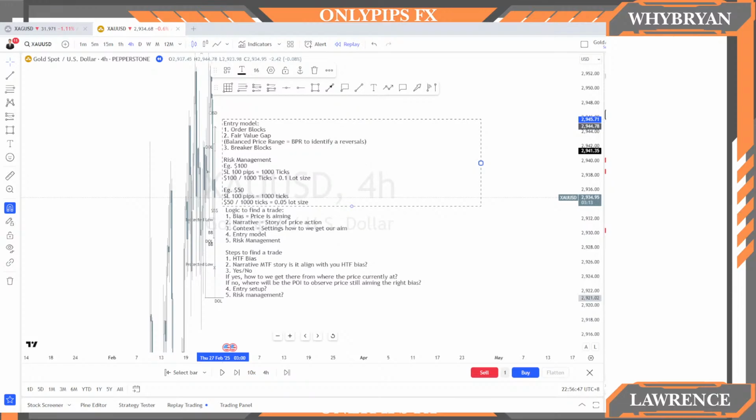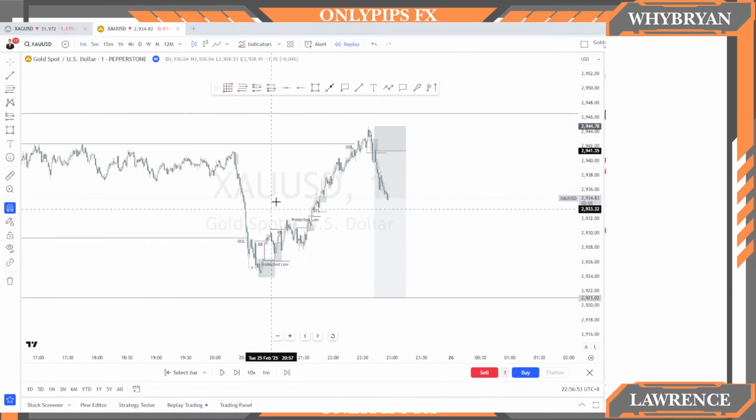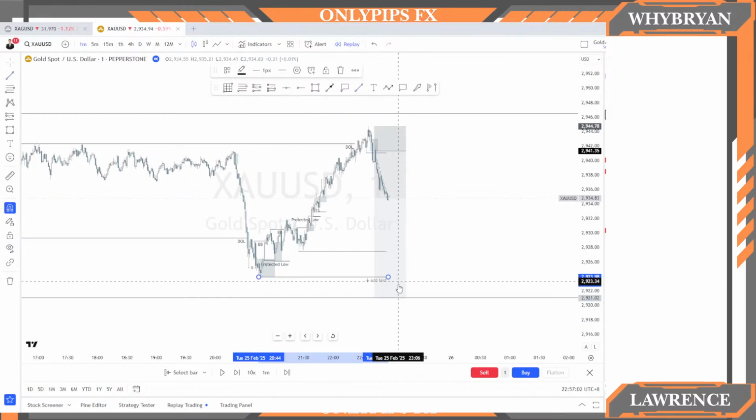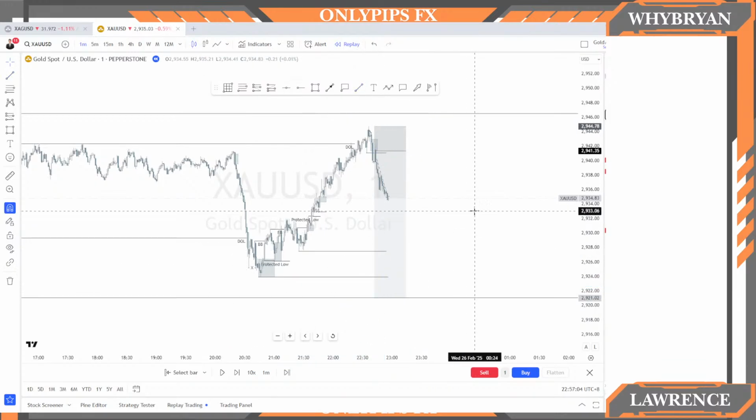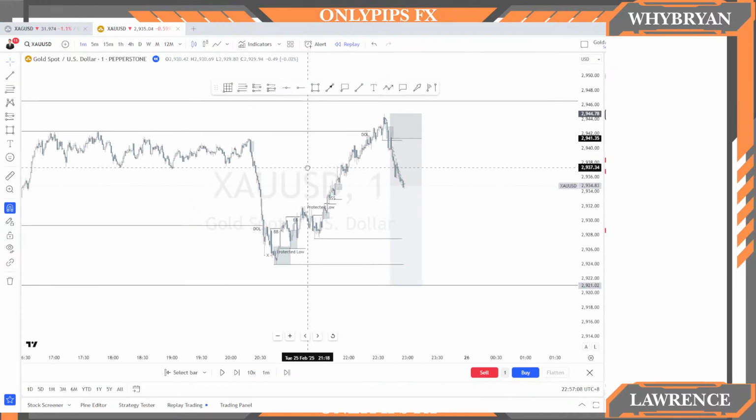I think I shall end the stream right here. I hope the sell trade is going well for everyone. At least this low will be broken, then we will see this low. Ultimately it is this low.